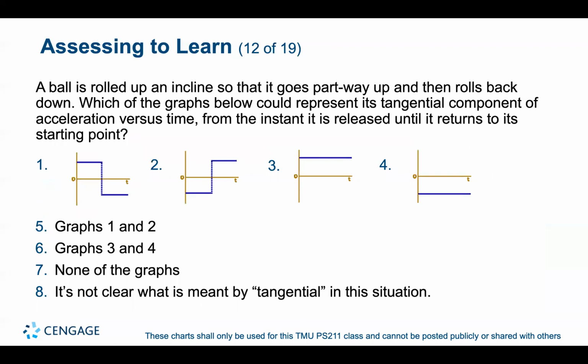A ball is rolled up an incline so that it goes part way up and then rolls back down. Which of the graphs below could represent its tangential component of acceleration versus time from the instant it was released until it returns to the starting point? The answer is number 2.